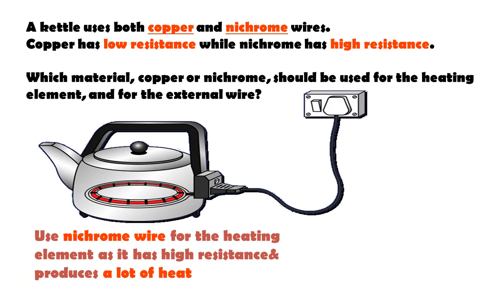An electric kettle uses both copper and nichrome wires, where copper has a low resistance while nichrome has a high resistance value. Nichrome wire is used in the heating element, as it has a high resistance value and produces a lot of heat.